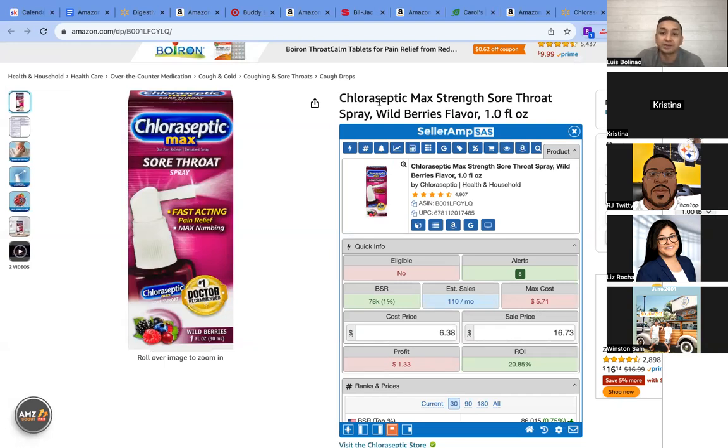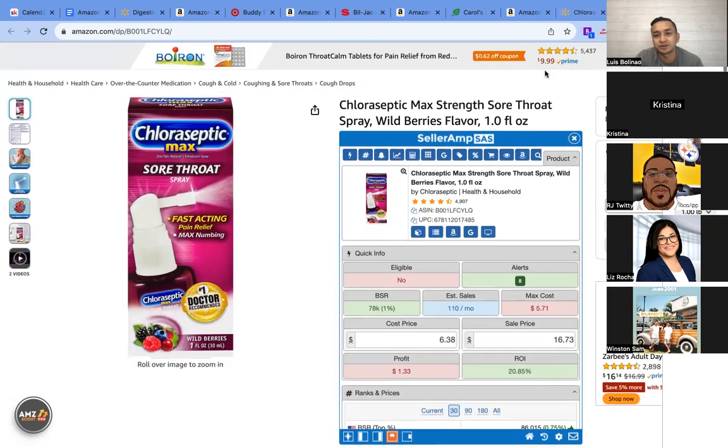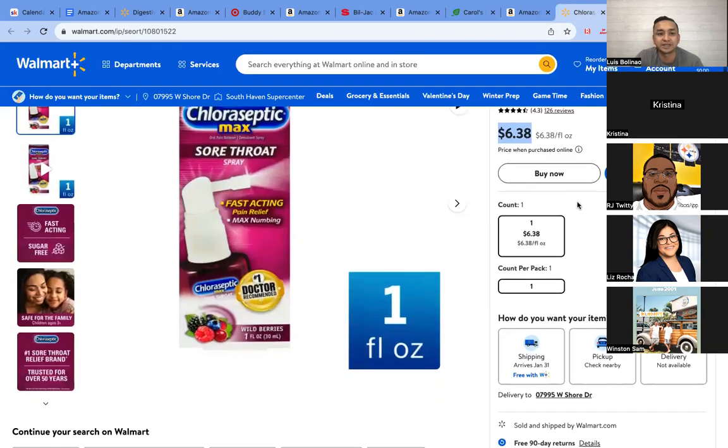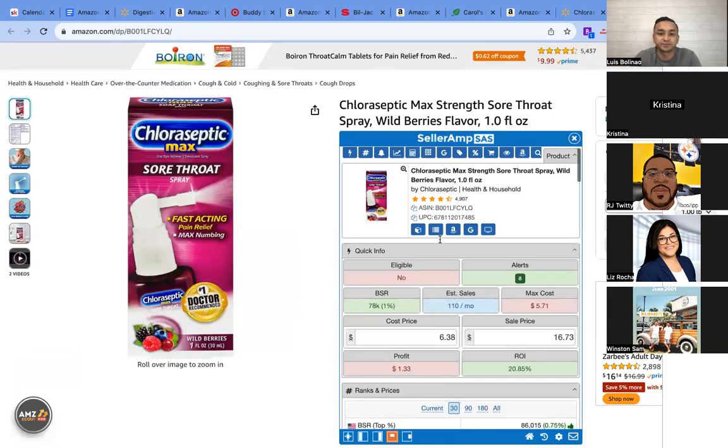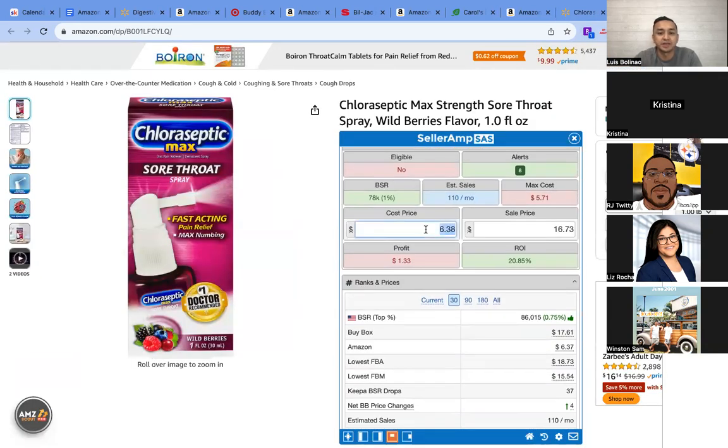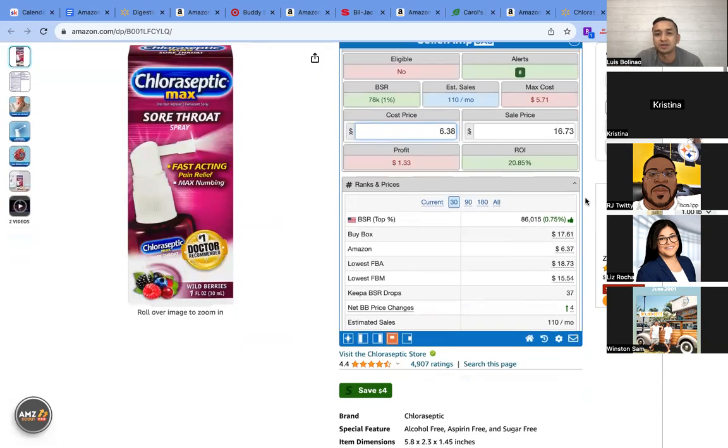You got to really compare the products if they match. So you look at the photos, title, descriptions, size, color. So if you guys look closely, it's the same exact product, 1 fluid ounce. And then from here, I usually plug in the cost of the product. You put in the cost, right? So the cost is $6.38 on Walmart, and the selling price on Amazon is $16 right here.